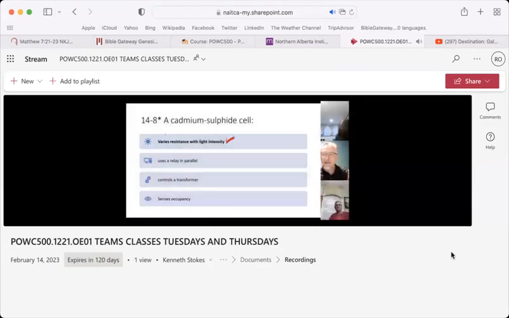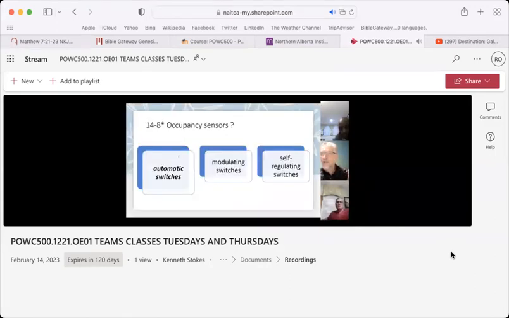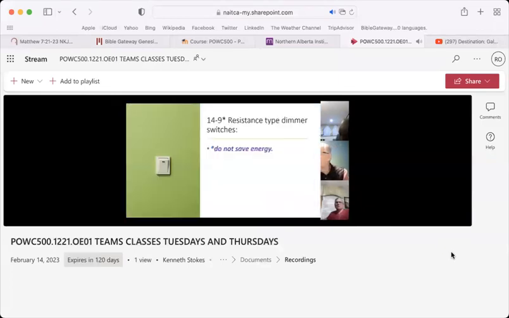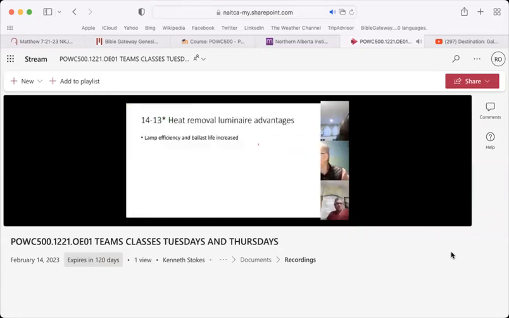Cadmium sulfide cell varies resistance with light intensity. This is for street lights and building lights on the outside. Occupancy sensors are automatic switches. Resistance type dimmer switches do not save energy.